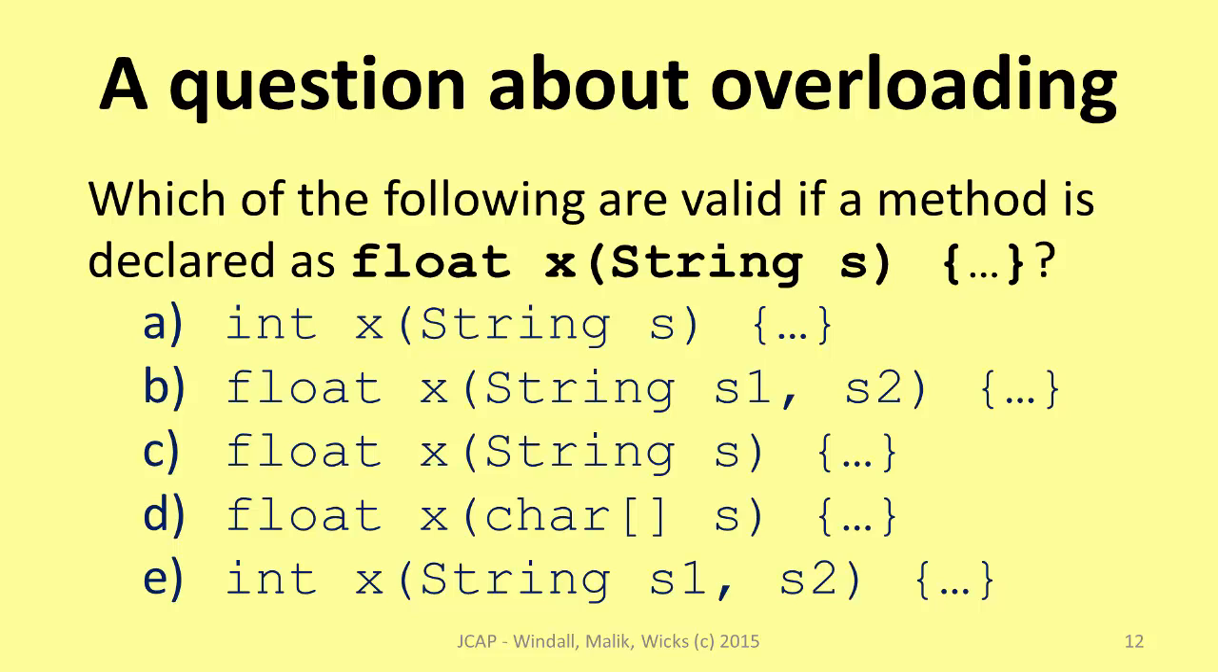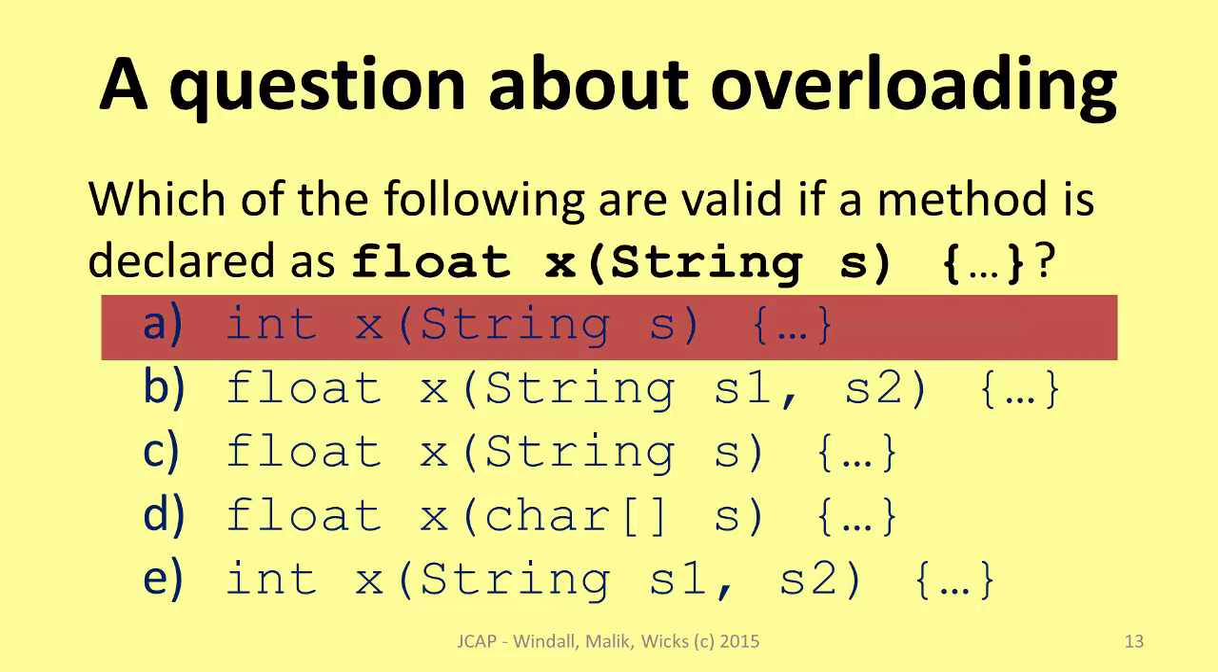Okay, ready? Let's move on and have a look at the answers. The first one is incorrect. What we've got originally is float x string s. The type of the method has to be the same. So integer and float are not equivalent, so that fails there. Also, the signatures have to be different, and both have the signature of string s. So this first one fails on 2 counts. The type of the method is wrong, and the number of parameters passed and their type is wrong.